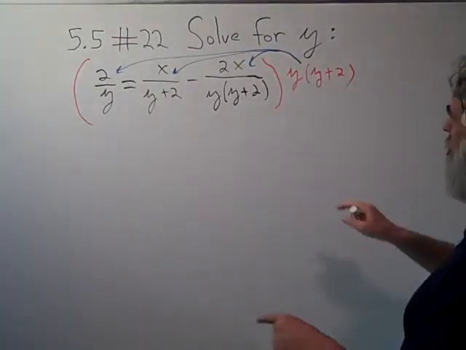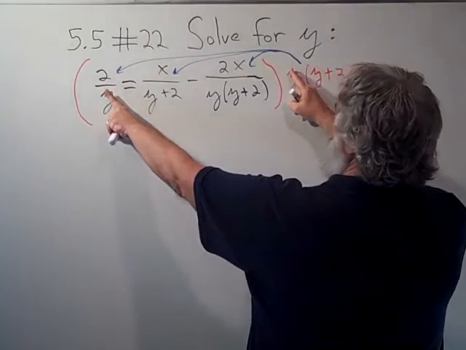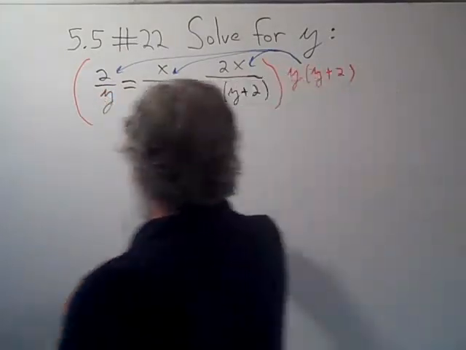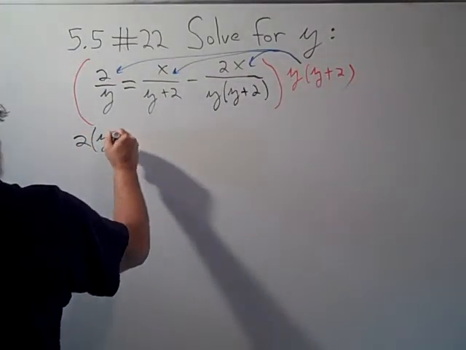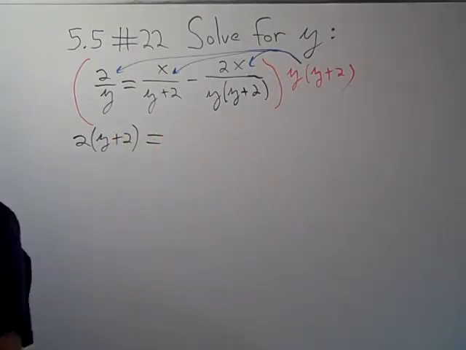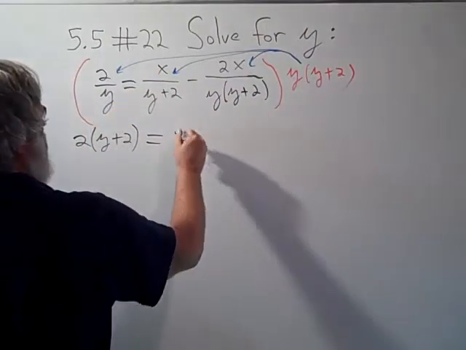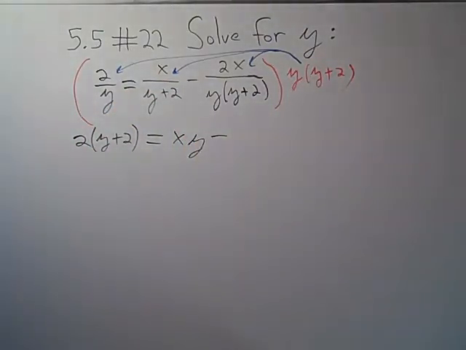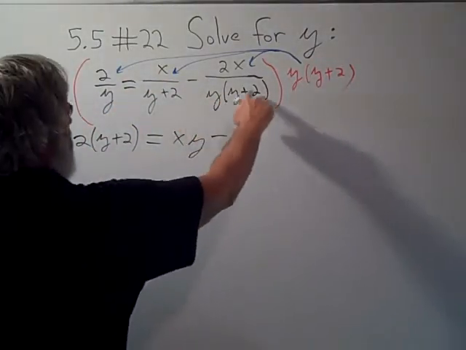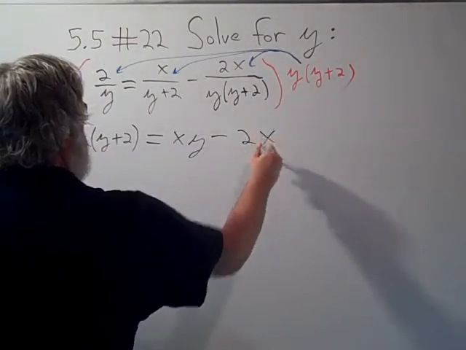And so over here the y cancels and you're left with 2 times y plus 2. Then here the y plus 2's cancel, so you're left with x times the y. And finally the entire denominator cancels here, so we're just left with 2x.